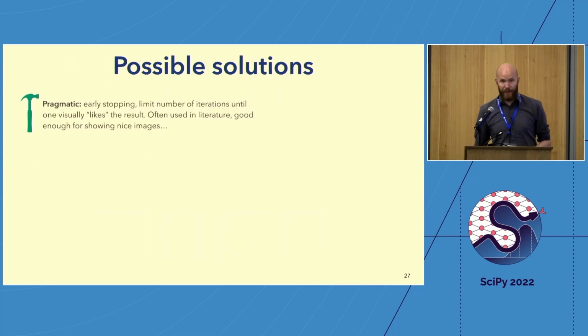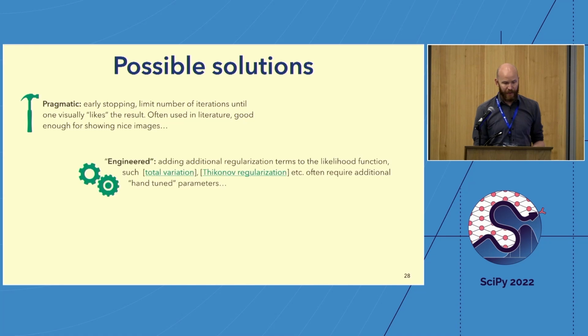So there are some possible solutions. One is what I would call pragmatic. This is what people have been using in literature a lot. So just early stopping of the Richardson-Lucy algorithm. So limit the number of iterations until one, let's say, visually likes the result. This is often used and typically also good enough for showing nice images. So this is something that has been done.